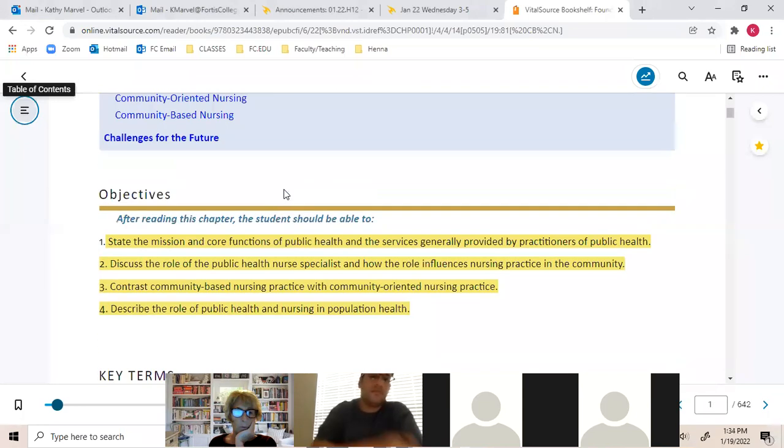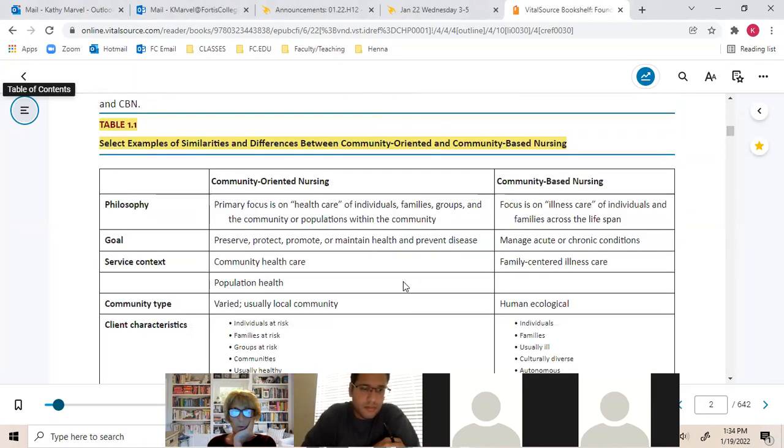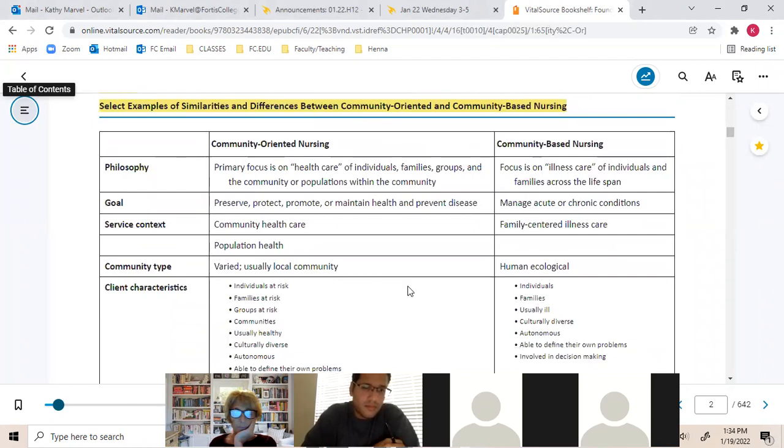What's objective number 3? Contrast community-based nursing with community-oriented nursing. That's huge. There it is right here, page 2. It's in a box. Basically, the way I remember community-oriented nursing versus community-based: community-oriented nursing is typically what public health is called, where you're looking at the community as a whole. You're trying to orient yourself to the community. All right, so this is what you need to know here.